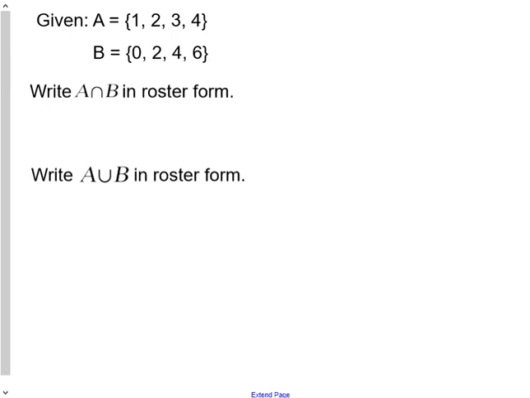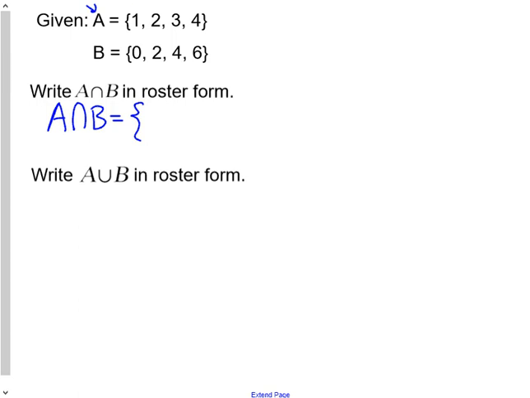So starting off with an example, given A is the numbers 1, 2, 3, 4, and B is the set of numbers 0, 2, 4, 6, write A intersect B in roster form. So normally that means you rewrite A intersect B equals, and then for intersection, I will go through one of the two and find any numbers that are in both, right?